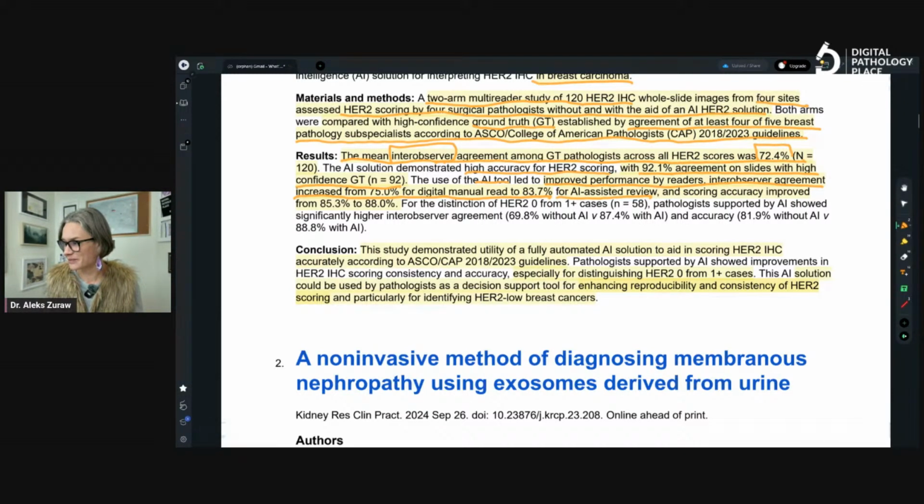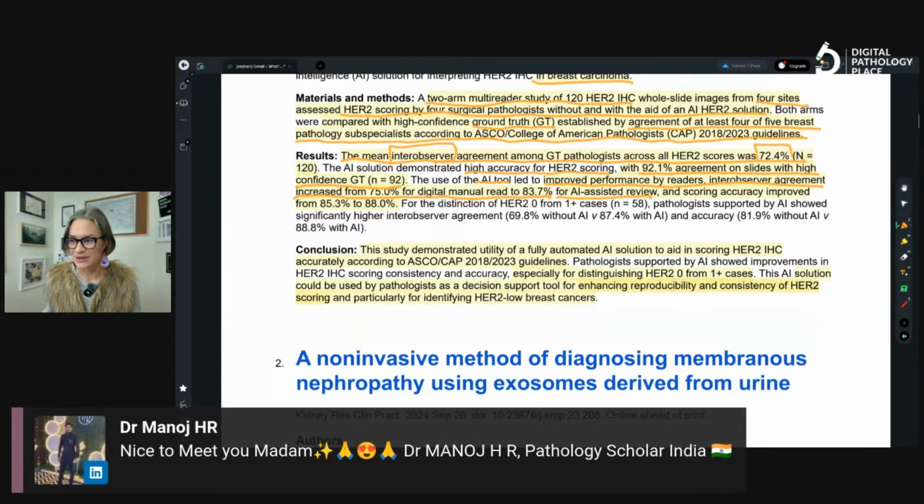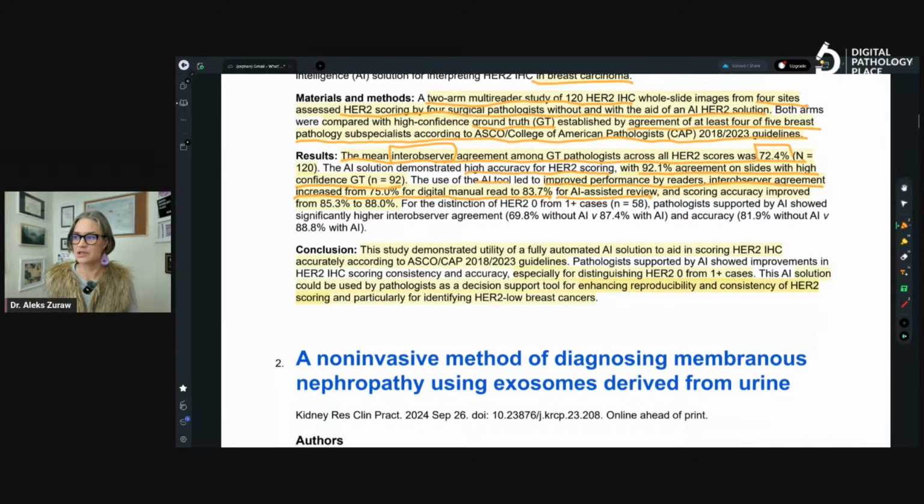Oh, and we have people from Michigan. Hello, Michigan. Hello, India. India is so big. Let me know which region of India, because I guess you guys have a lot of time zones as well.